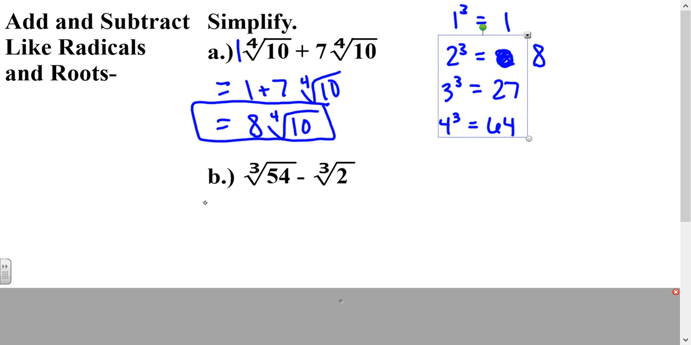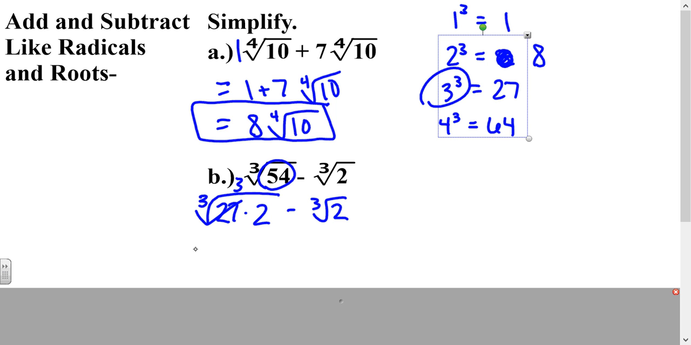So I'm going to break this down into the cube root of 27 times 2, because 27 times 2 equals 54. So I just split it apart, and then I'm going to leave the 2 here because I cannot break it down. So what is the cube root of 27? The cube root of 27 is 3, so I'm going to take that out. So then this turns into 3 times the cube root of 2 minus the cube root of 2. Well, now I have the same number under the radical and the same root. So I can subtract the coefficients.